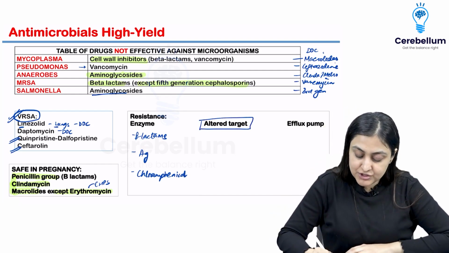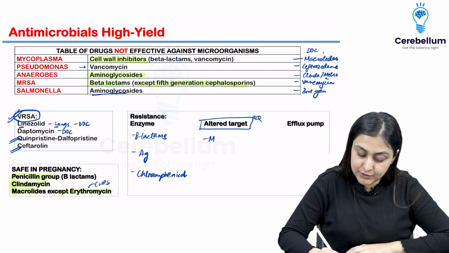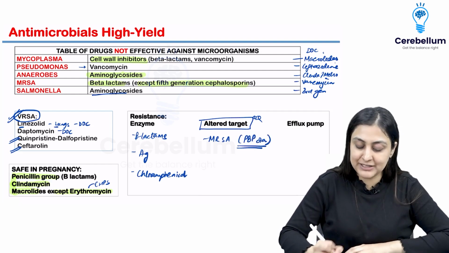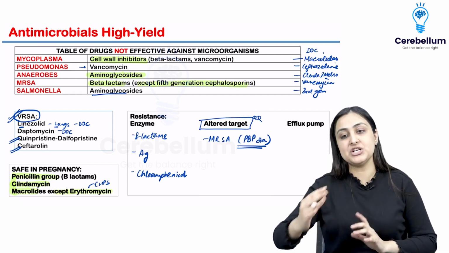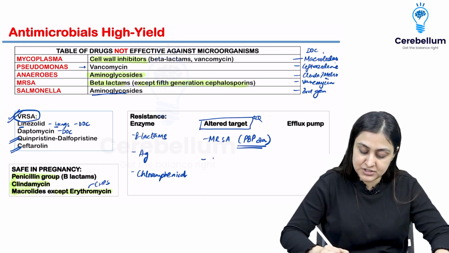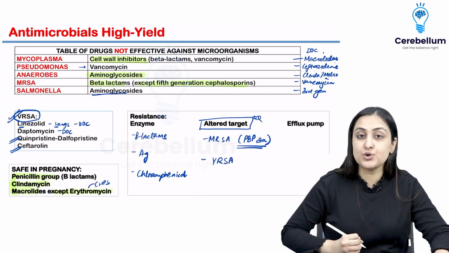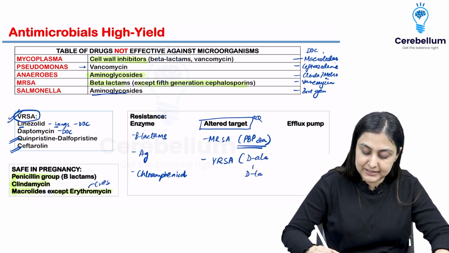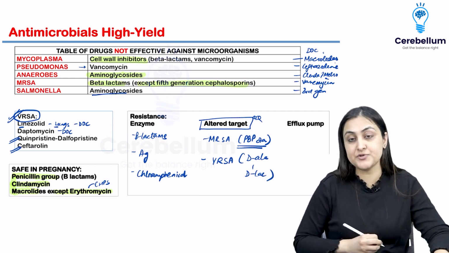Very important question, altered target. So, here you want to remember MRSA. What happens in MRSA? The penicillin binding protein is changed to PBP2A. Instead of PBP, it changes its morphology to PBP2A, and that is how it develops resistance. VRSA is also altered target. So, instead of D-alanine, it becomes D-lactate, and that is how it develops resistance.